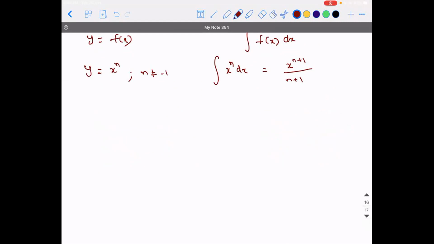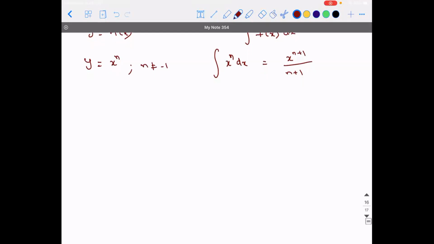Okay, where n is not equal to minus 1. n can be anything except minus 1. Similarly, y is equal to sin x. So the integral of sin x dx is equal to, you should think like this, on differentiating what function will you get plus sin x? Minus cos x. Yes, so that is the answer, minus cos x.